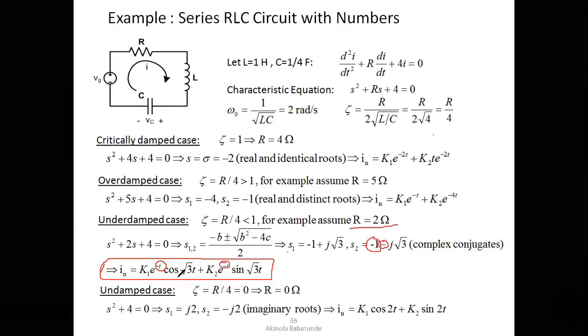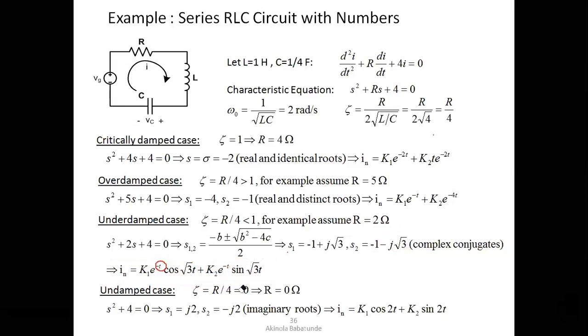Then cos, the trig function, then you have cos of square root of 3. Okay, so you can see here, this square root of 3 is from the complex part of the root. So you have square root of 3, then you have t here. The same thing goes here. You can see we have cos and then we have sine here. Okay, so for the underdamped case, this is exactly how you get the natural response.